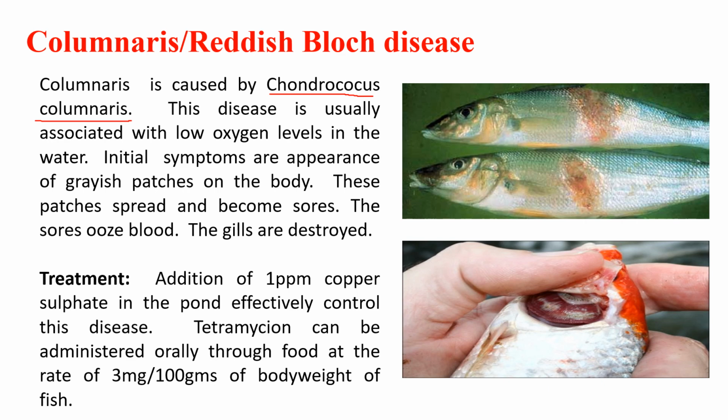Treatment includes the addition of 1 ppm copper sulfate in the pond, which effectively controls this disease. Tetramycin can be administered orally through food at the rate of 3 milligrams per 100 grams of body weight of the fish. You can see the sores on the body. You can see the gills are damaged.